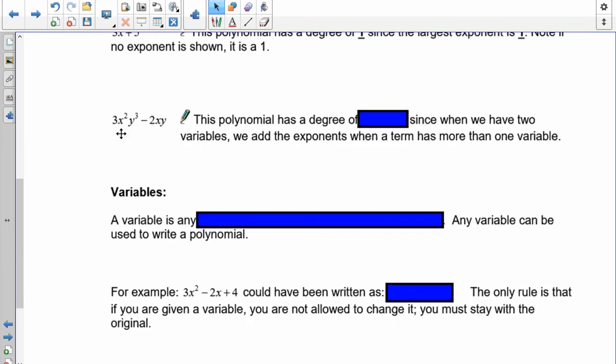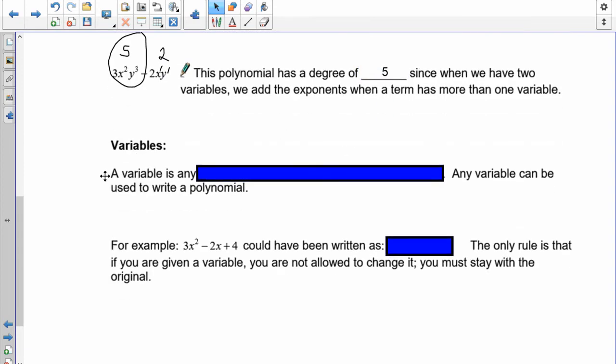Now what happens when you have 2 variables in a term? Okay, so when you have x to the 2 times y to the 3 minus 2xy, what we do is take a look at all the exponents and add them together. So 2 plus 3 gives us a degree of 5 for that term. And 1 and a 1 here gives us a degree of 2 for that term. So since this is the larger, that means this term, x squared y cubed, has a degree of 5.